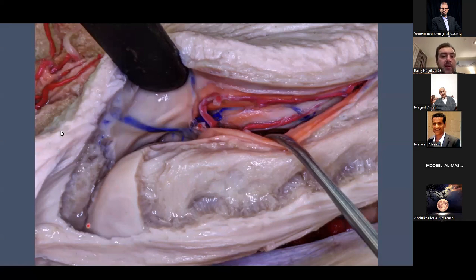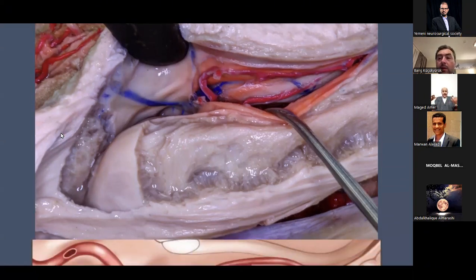The uncal recess, as I told, separates the amygdala from the hippocampus. And as I said, the uncal recess is the intraventricular counterpart of the apex of the uncus.